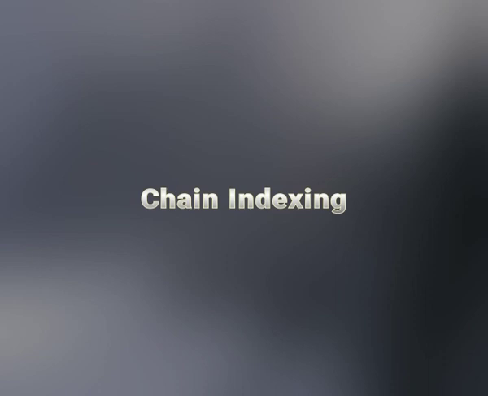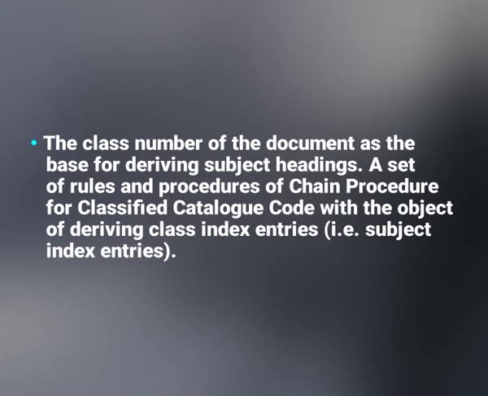Apart from that, the second method, apart from the controlled vocabulary, is chain indexing, which was derived by Ranganathan. Ranganathan believed that the class number of the document is the base for deriving subject headings. So, he says it is a set of rules and procedure of chain procedure for a classified catalog code with the object of deriving class index entries, and that we also call the subject index entry. So, what it means is that the class number of the document which we provide after the classification can also be taken as a basis for deriving the subject headings, and that is basically the chain indexing system.